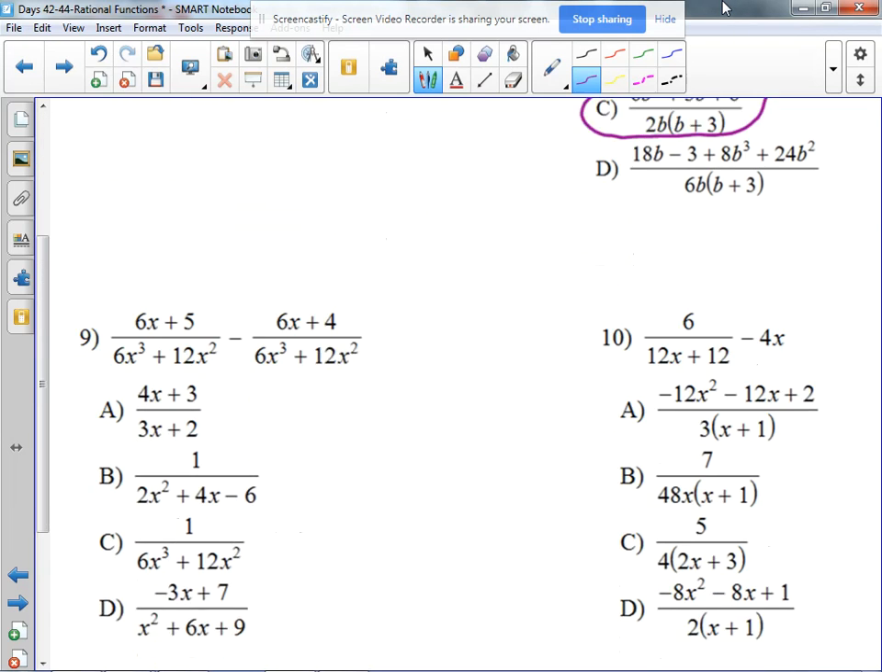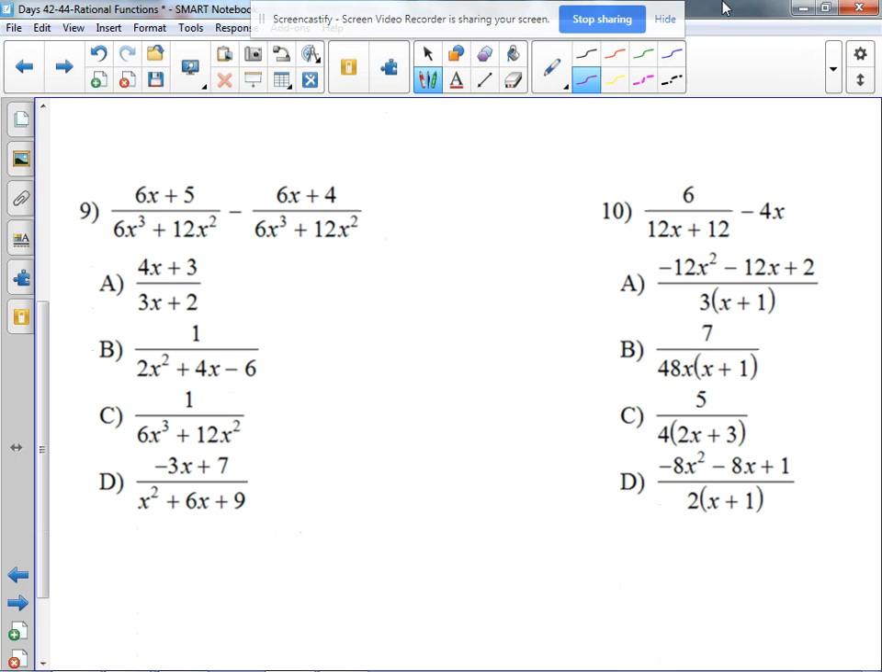Now, number 9, the only difference when we get to subtraction is that you need to subtract all terms that follow that minus sign. So 6x minus 6x is 0x. 5 minus 4 is 1. We had the same denominator. It does not change. So this one has got to be C as well. Okay, we subtract and we get 1 in the numerator. You don't change the denominator. Okay, y'all start on number 10. Put that in Desmos.